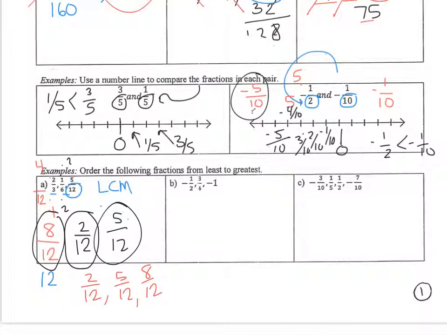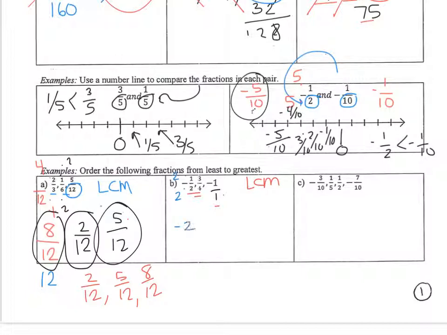I'm going to do the same thing with B. So B, okay, the denominator for -1 is 1. You can always write whole numbers as fractions by putting a 1 underneath it. So I'm going to change this denominator. I'm going to look at the least common multiple of 2, 4, and 1, which is 4. So I'm going to change this to a 4 by multiplying it by 2.